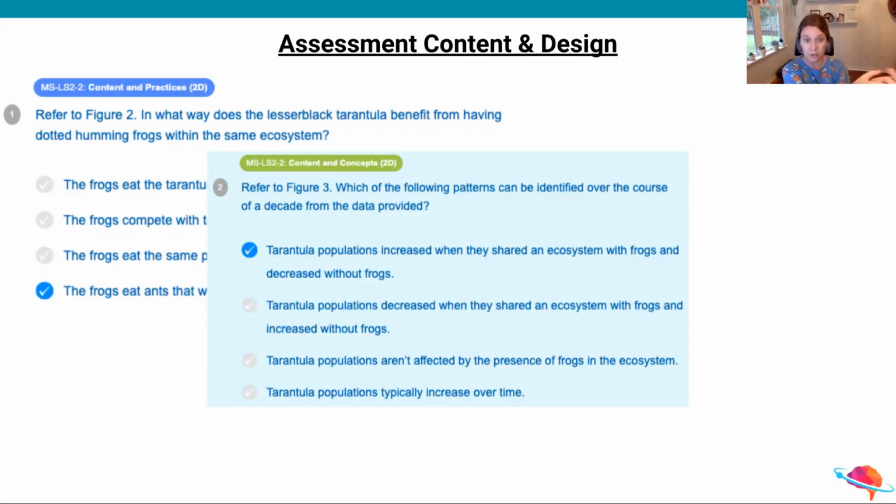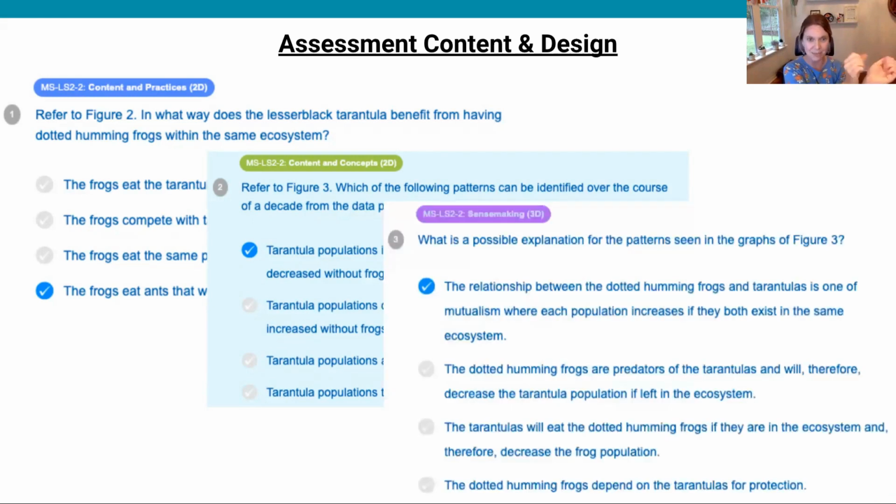And then finally, a three-dimensional question here, which says, what is a possible explanation for the pattern seen in the graphs of figure 3? So can you construct an explanation using the patterns to explain the relationships of these species within that ecosystem? So, a perfectly wonderful three-dimensional question.